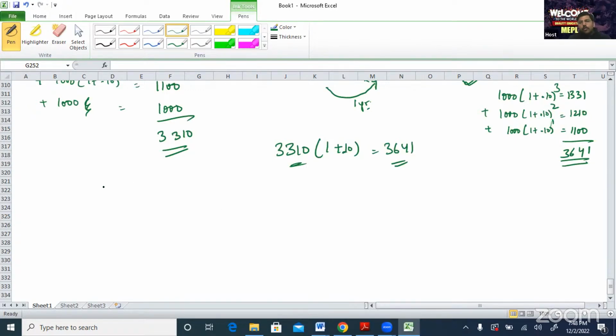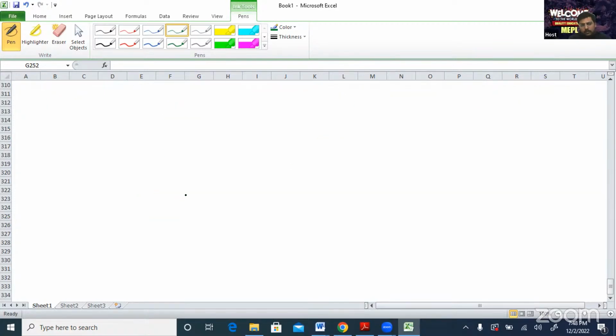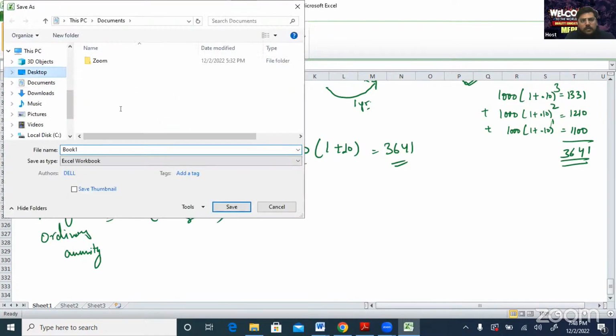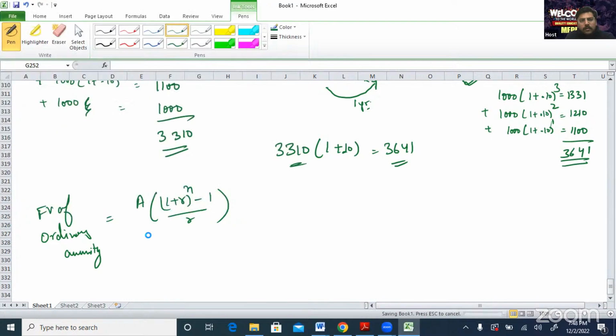So what is the formula? Mathematically, what is the formula? This is annuity amount, 1 plus r raised to the power n minus 1 divided by r. So this is my future value of ordinary annuity. Let me just save it. Okay, so this is my future value of ordinary annuity.